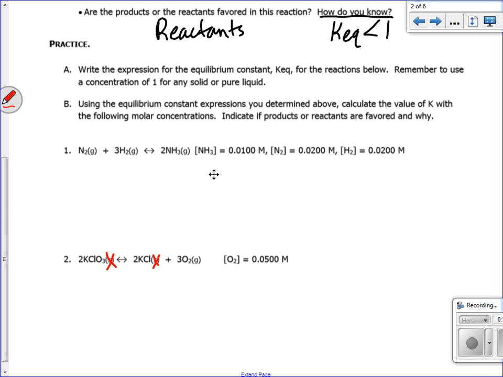Okay? So don't forget to look for those physical states first, to make sure that you only put the aqueous and the gases, the Gs, in the expression, right? So spend 10-15 minutes going over that. I'm going to come around checking while you're doing that, and let us know if you've got questions.